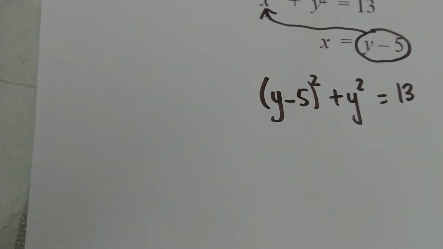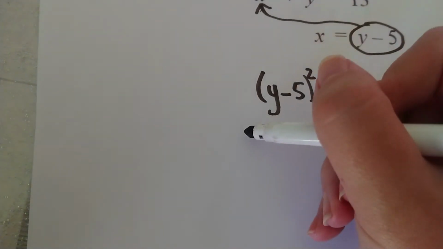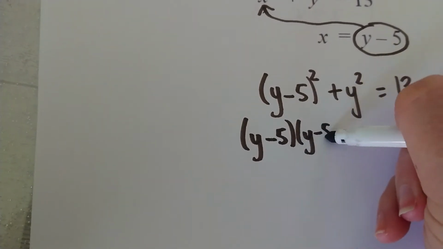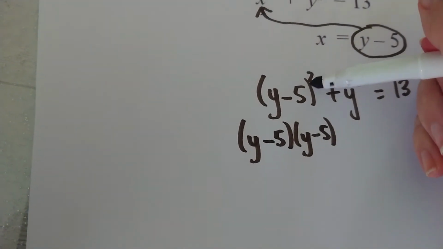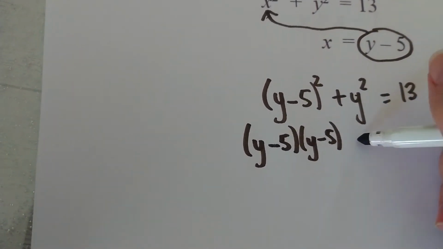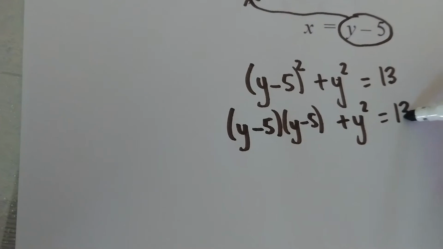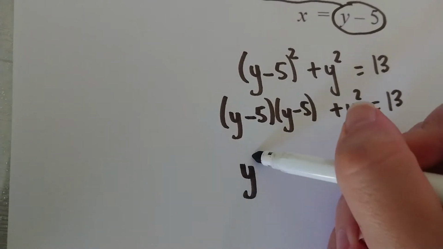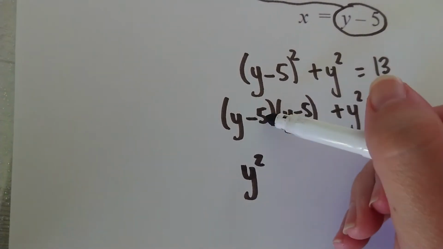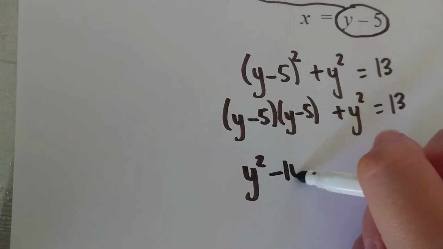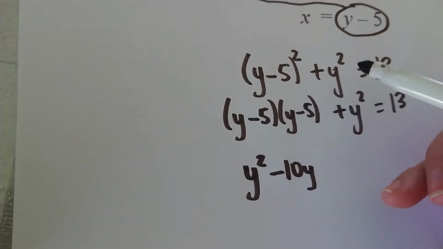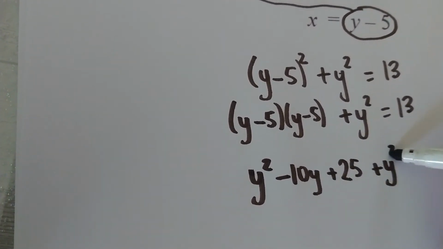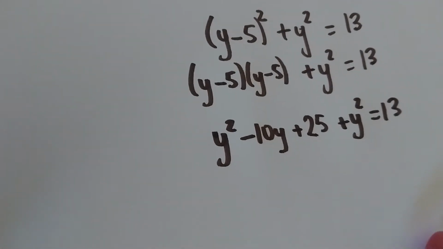My next step after that is going to be to expand these brackets. Now you've got to be careful to remember that y minus 5 squared is actually y minus 5 times another y minus 5, because when you square something you're timesing it by itself. Then I've got this plus y squared, and that equals 13. So we've got double brackets here to expand. I'm going to get y squared, minus 5y, minus another 5y, so that's minus 10y, and minus 5 times minus 5 is plus 25. Then I've still got this plus y squared here, and that equals 13.